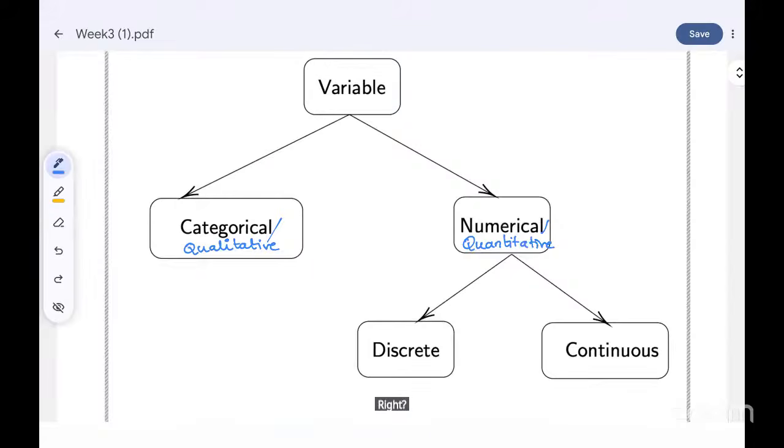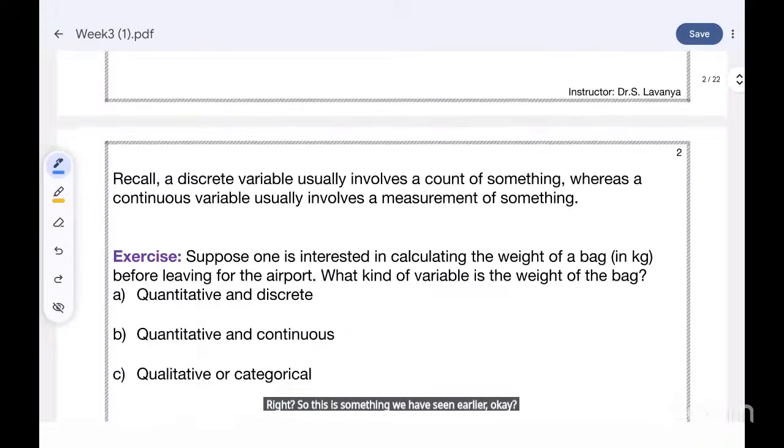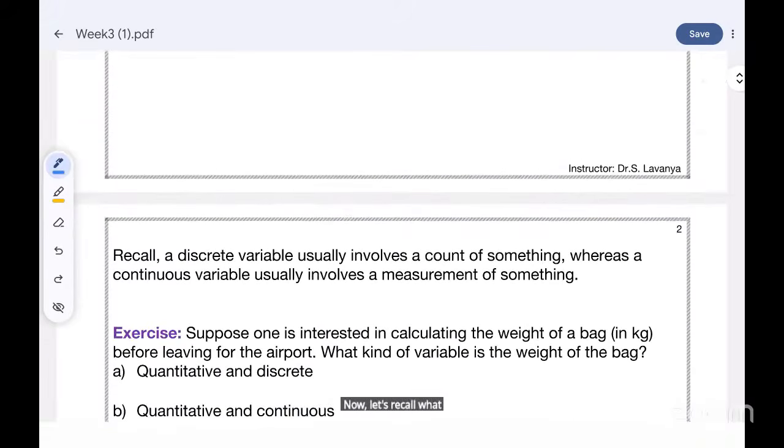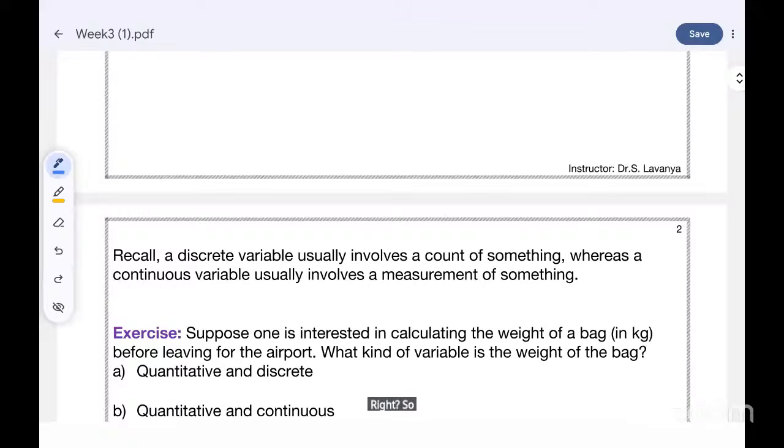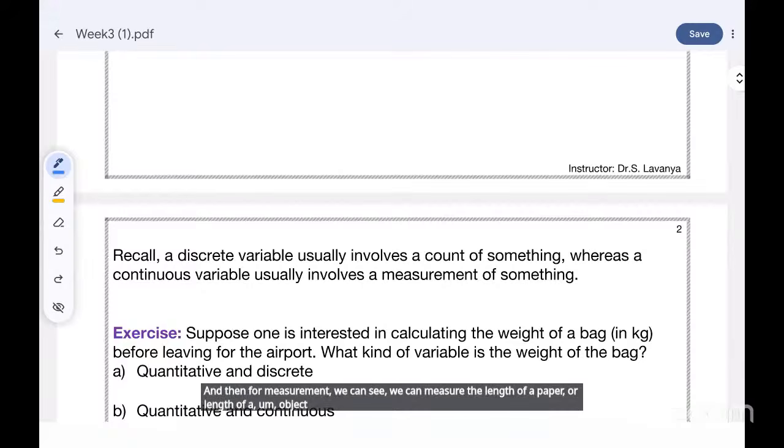So this is something we have seen earlier. Now let's recall what is meant by a discrete variable. A discrete variable usually involves a count of something, right? So we can count something. Whereas a continuous variable usually involves a measurement of something. For example, we can count the number of students in class. And for measurement, we can measure the length of a paper or length of an object or something like that, right? So you know what is discrete and continuous.